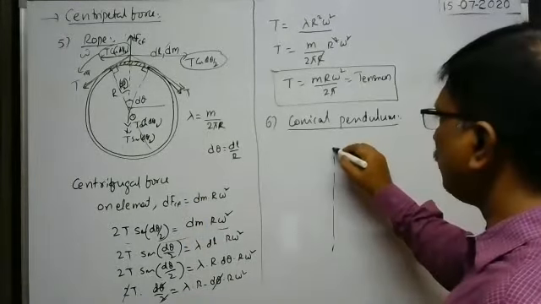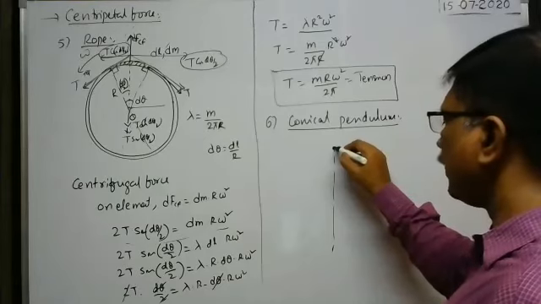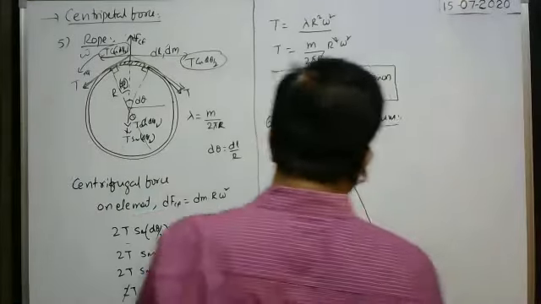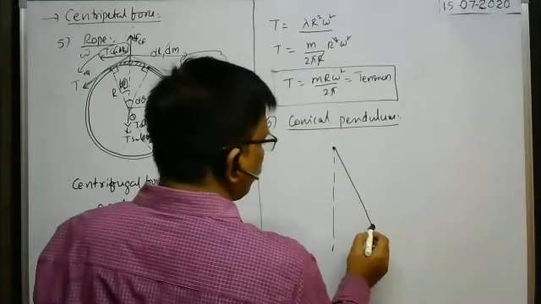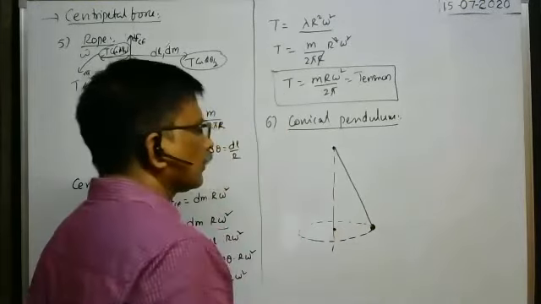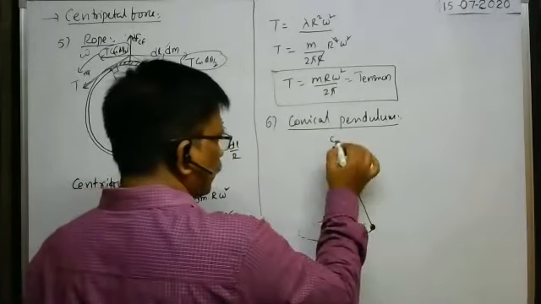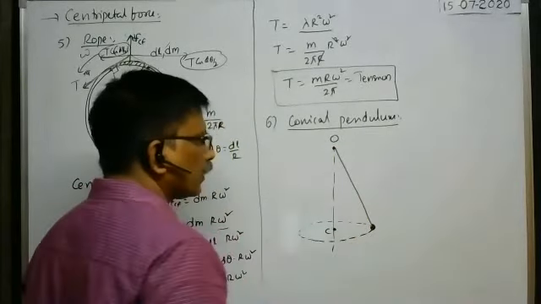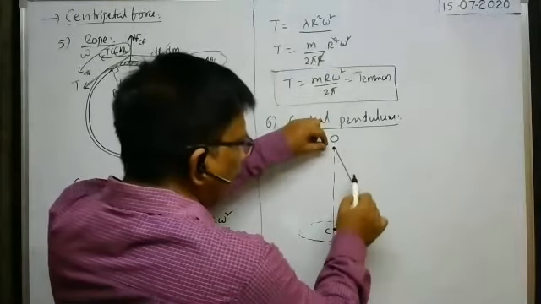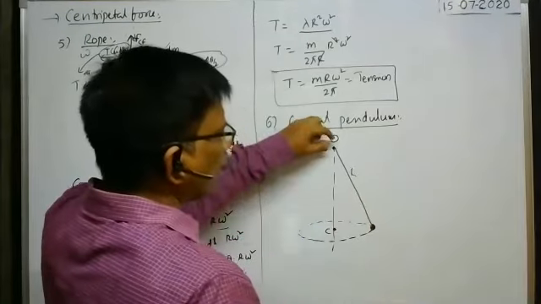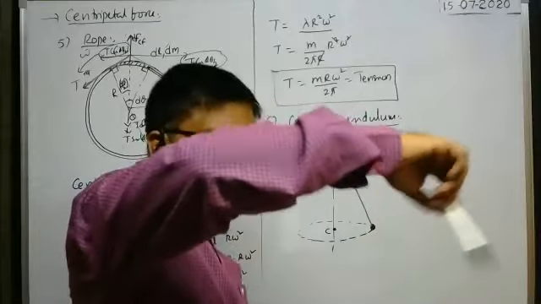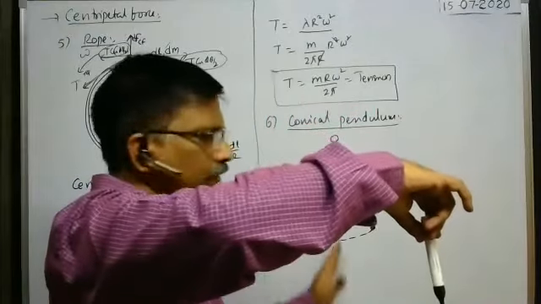Here from the fixed point, by means of a string, a sphere is suspended, and the sphere is made to rotate about the vertical axis in a horizontal plane by means of a string, as in the diagram. Here, this is the point of suspension, say O. It is the center of the circular path C. Here you see, one sphere is suspended by means of a light inextensible string of length L from the point of suspension O, and the body is made to rotate in a horizontal plane like this about the vertical axis.